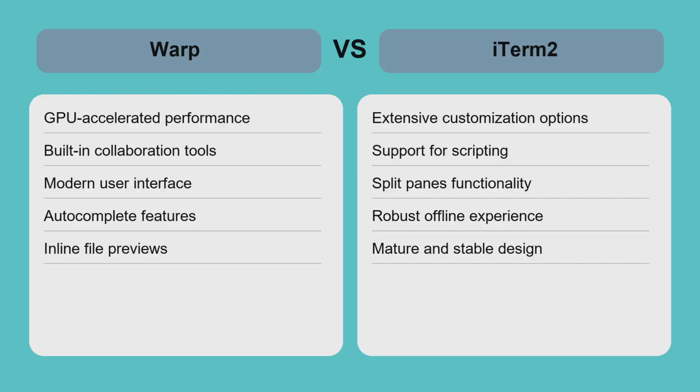Warp and iTerm2 cater to different user needs. Warp shines in collaborative environments and for those who want a sleek, GPU-powered terminal with modern UI and productivity tools out of the box. It speeds up workflows with autocomplete and inline previews, but depends on internet connectivity for some features. iTerm2, on the other hand, offers unmatched customization and scripting power, perfect for users who demand full control over their terminal environment without relying on external services.